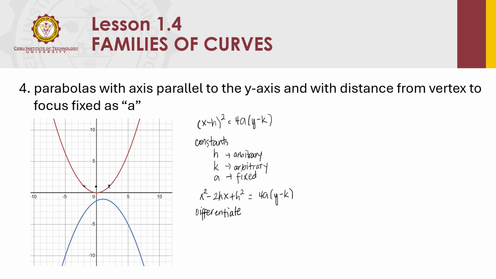with respect to x. So we have 2x minus 2h, and then 0 for the derivative of h squared since h is constant. And for the right side, 4a is the constant times the derivative of y with respect to x, or y prime, and the derivative of k is 0. So we have this equation wherein we have one arbitrary constant left, which is h. Okay, so we can isolate it and then do another round of differentiation to eliminate it.